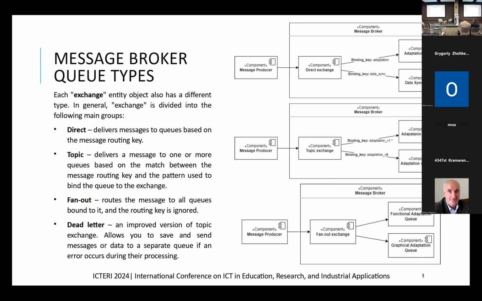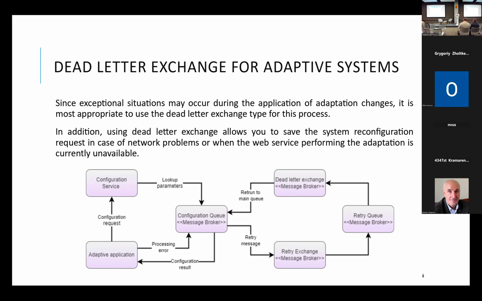And the third one is the fanout exchange, which is basically a broadcast call to multiple services, to multiple queues and exchanges, that allows us to distribute the same message to all the queues, ignoring the defined binding key. And the last one, the most useful in the adaptation process, is the dead letter exchange. It's an improved version of the topic exchange, which allows us to bind a specific queue to a specific queue based on pattern matching of the binding key, but it has some capabilities that allow us to store the information more securely.